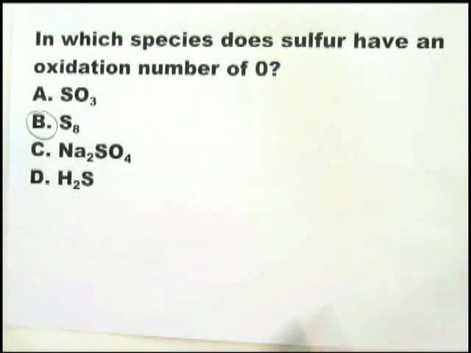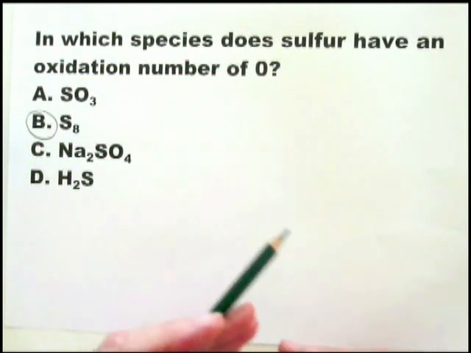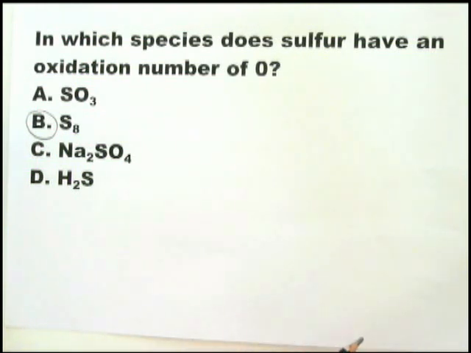And it doesn't matter whether it's S as a single atom or S8 as a molecule containing 8 atoms, or it's oxygen with 2 atoms, or it's neon with 1 atom in its molecule, or it's something like carbon in the form of diamond with tens of thousands, or maybe hundreds of thousands of atoms in the molecule. If it's an element in its elemental state, the oxidation number is 0.